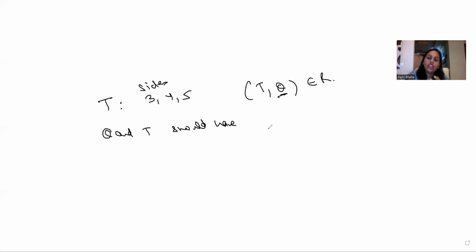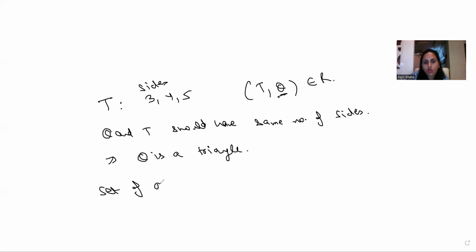They are not related regarding the dimensions of the sides, but they're related regarding the number of sides. So Q and T should have the same number of sides. T is a triangle, so Q will also be a triangle. This implies Q is a triangle. So we can say that the set of all triangles are related to T. The reason is very simple, because T is a triangle.